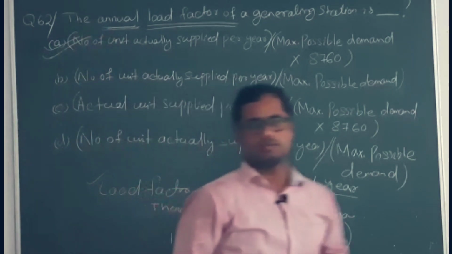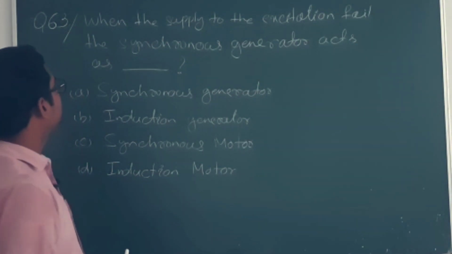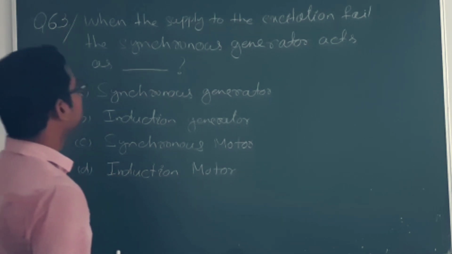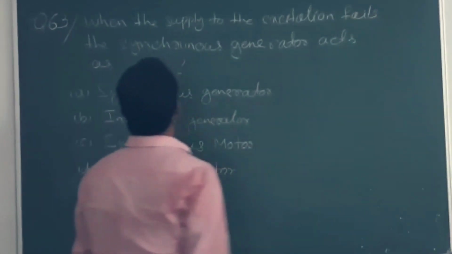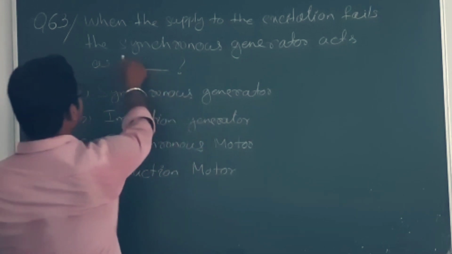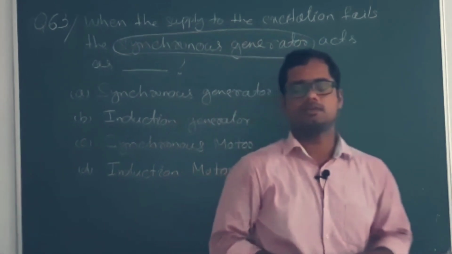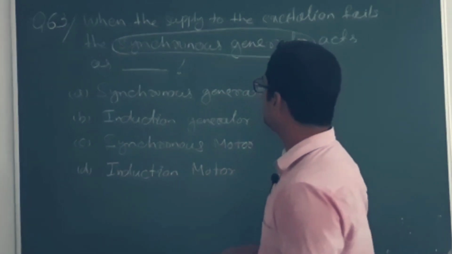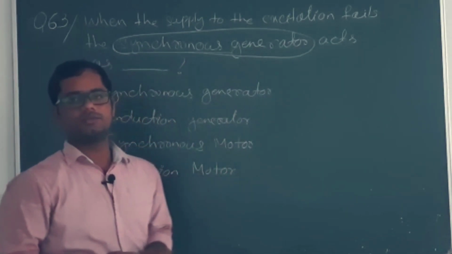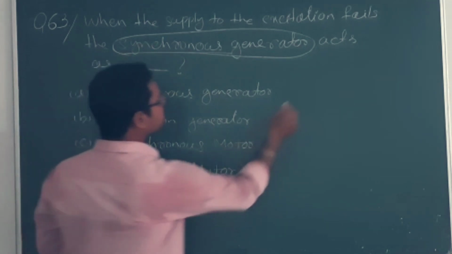Moving to the next question, question number 63. When the supply to the excitation fails, the synchronous generator acts as dash. The machine is a synchronous generator. When the supply fails, that means its excitation fails. When the excitation fails, the machine will not run as a synchronous generator. It will act as an asynchronous machine.